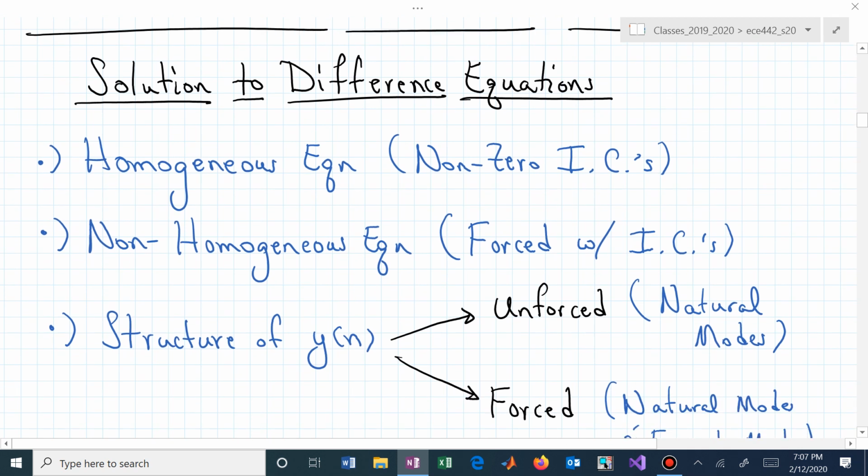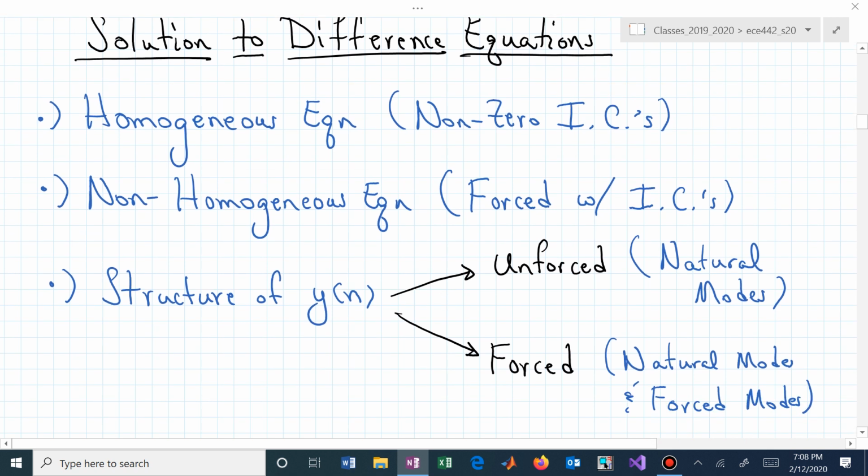You need to be able to solve or find solutions to difference equations. What does that mean? Well, you could have a homogeneous equation with non-zero initial conditions. You might have a non-homogeneous equation, meaning you have non-zero forcing terms. And you could have that with initial conditions.